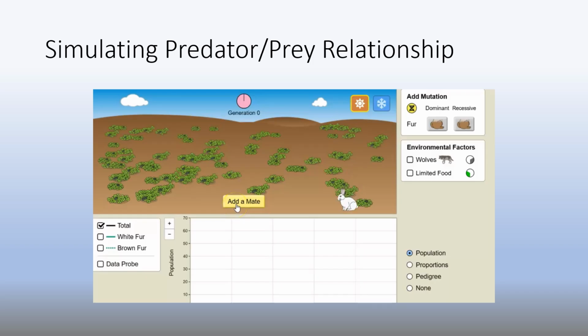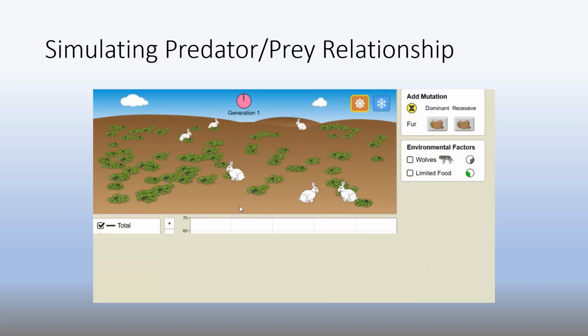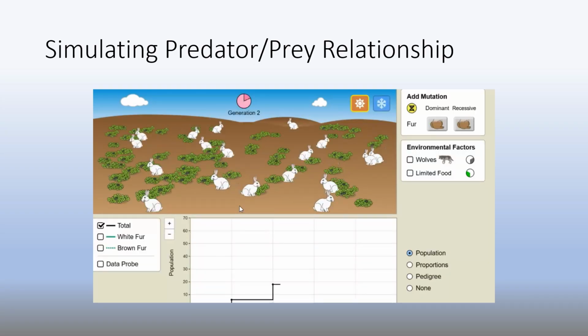So here we shall add the mate. When we add the mate, there will be interaction, therefore increasing the population of the generation. We are still at generation 0 because no mating has yet taken place. When mating takes place, the generation switches to 2. So interbreeding takes place, generation to generation, because there is no limiting factor.